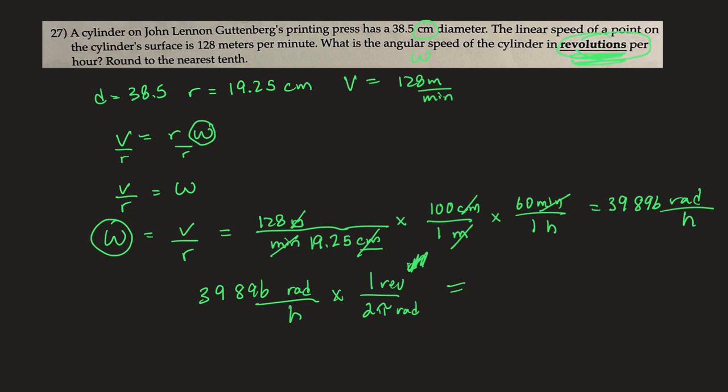Whoops. 2 pi. So that comes out to 6,349 revolutions per hour. That's how fast that printing press would be going. All right, hopefully that helps you with those 4 questions.